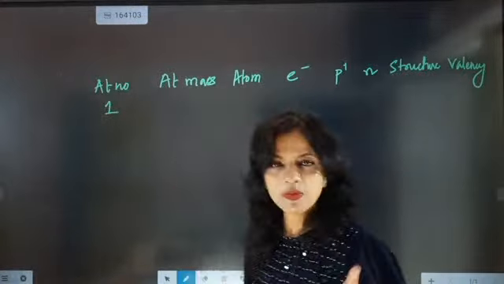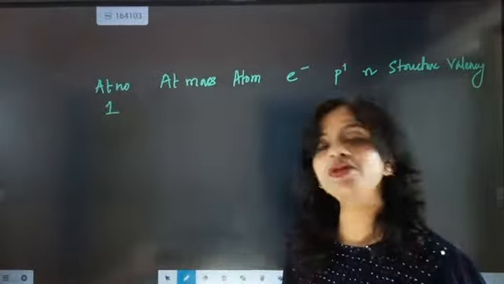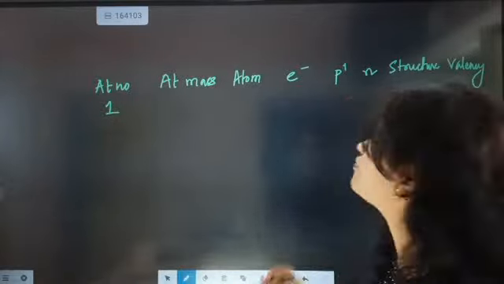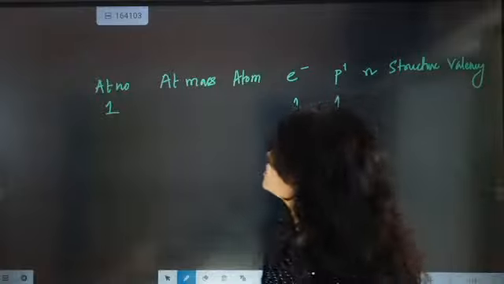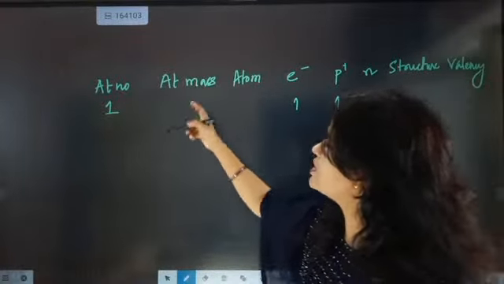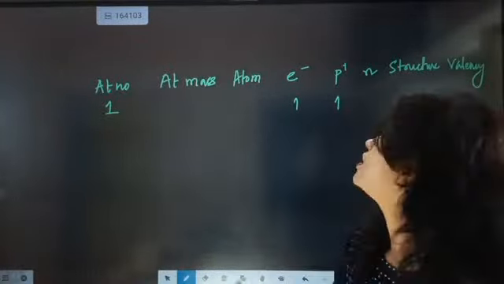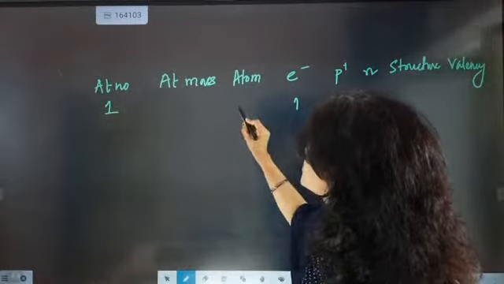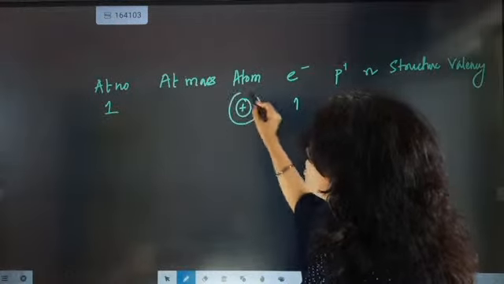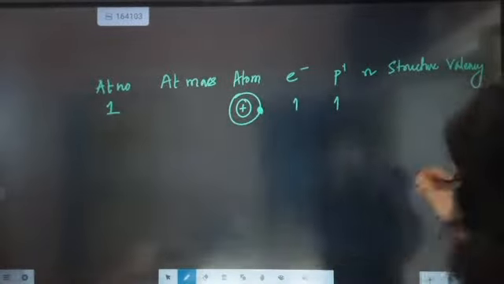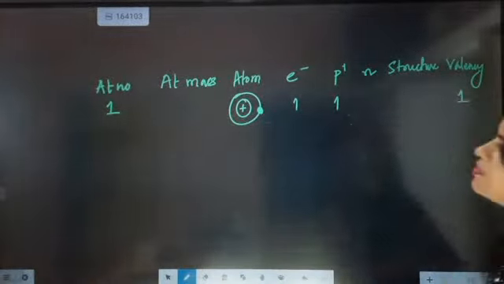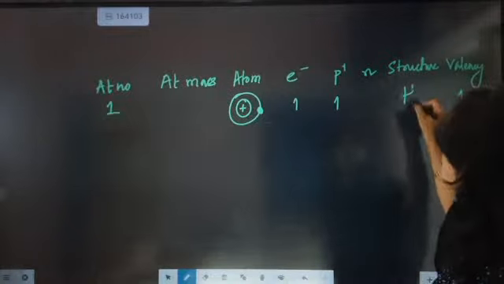So if atomic number is coming as 1, we know that atomic number equal to number of proton, number of electron. So number of electron and number of proton is also coming as 1. So now atomic number is 1. So what is the atomic mass? So atom structure will be what? Atom structure, outermost orbit 1 electron. So since outermost orbit 1 electron will be there, its valency will be 1. Hydrogen is written as H.